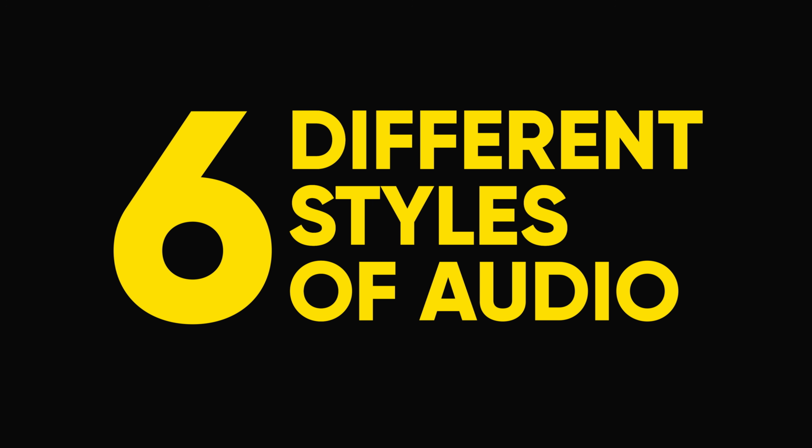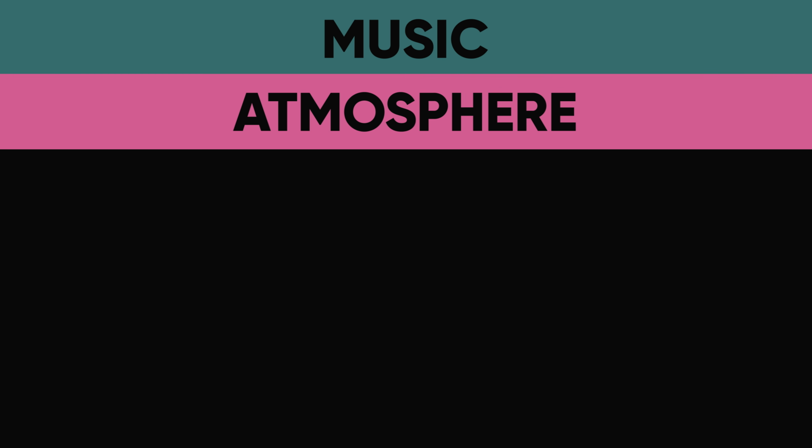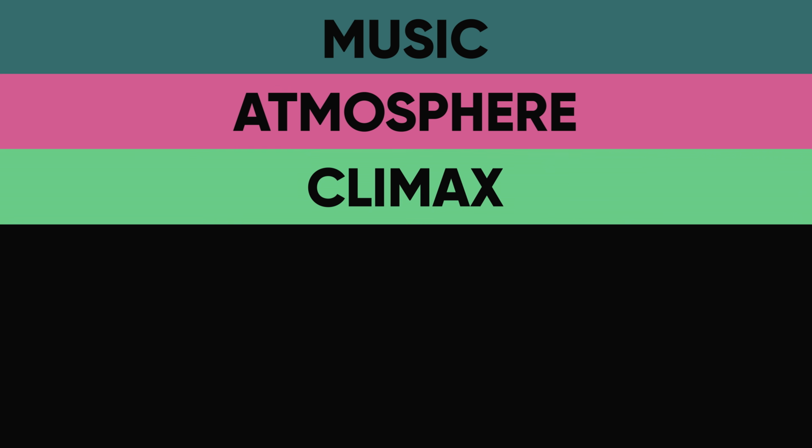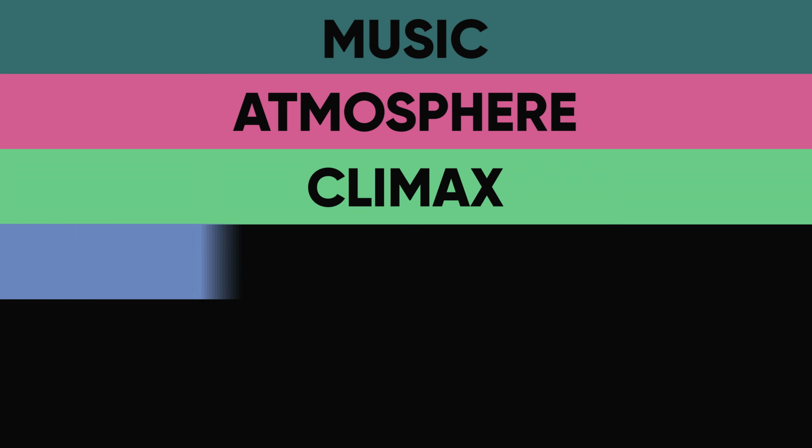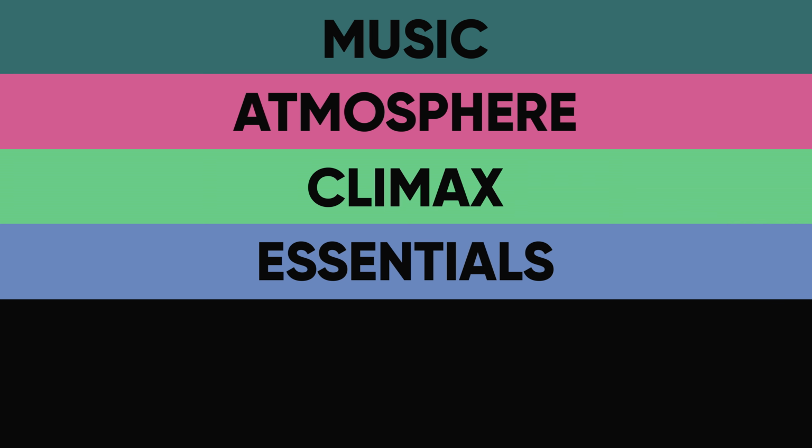I generally have 6 different styles of audio that I use in my videos. The first one is music, second is atmosphere, which are sound effects of the whole environment. Third is climax, which are rises and drops to build up and release the tension throughout my video. The fourth are essential sound effects, which are basically the things that can be seen in the video themselves.